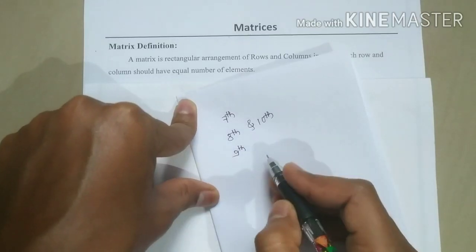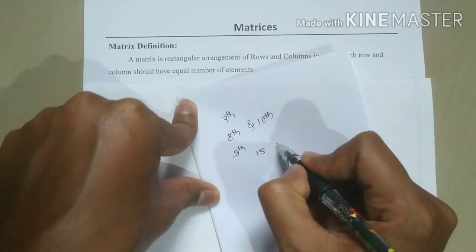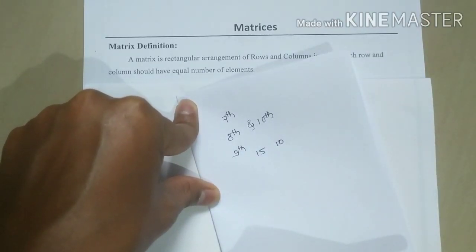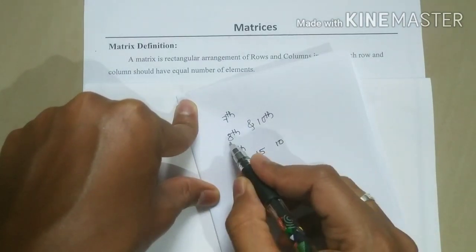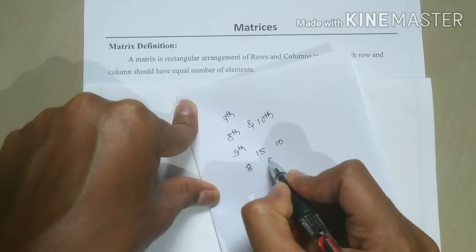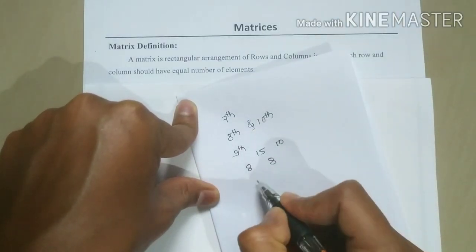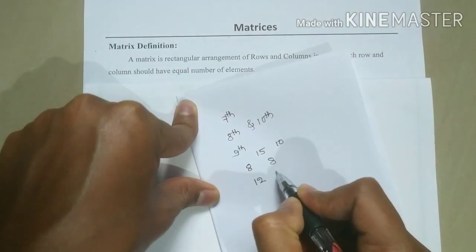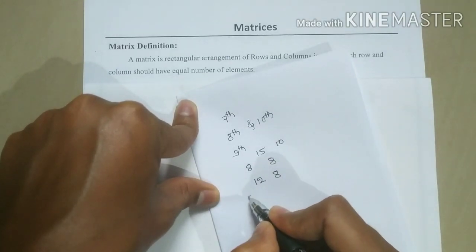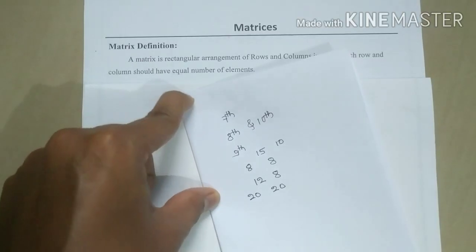Suppose in the 7th standard there are 15 boys and 10 girls. In the 8th standard there are 8 boys and 8 girls. In the 9th standard there are 12 boys and 8 girls. And in the 10th standard there are 20 boys and 20 girls.